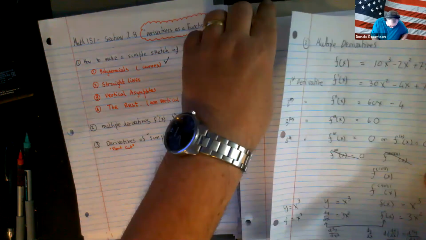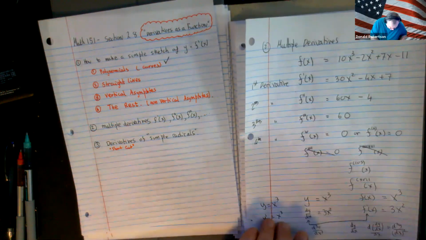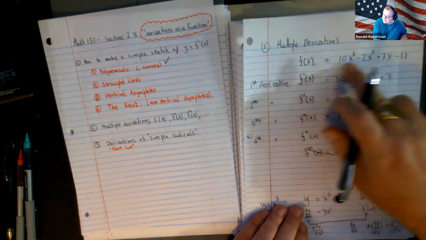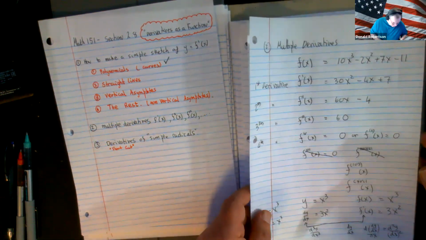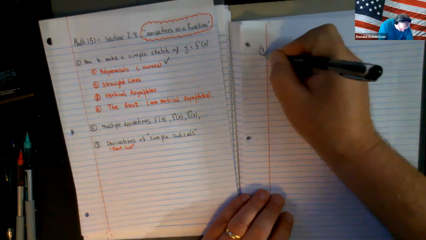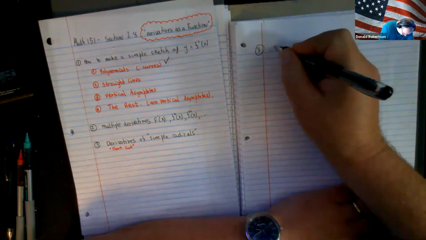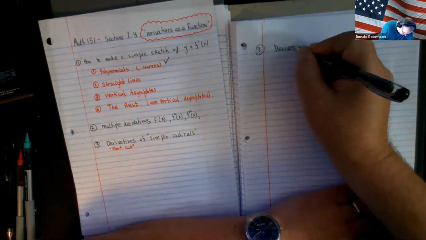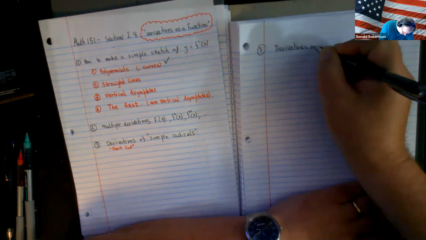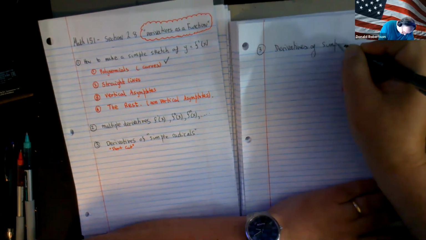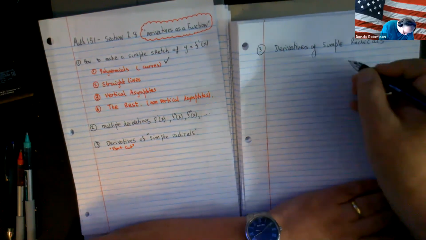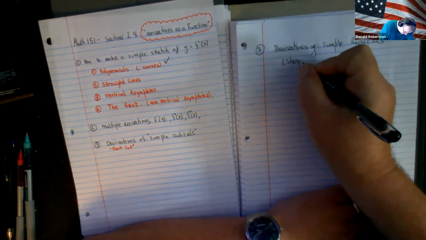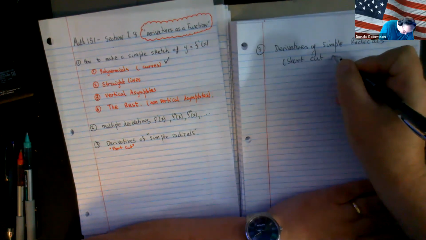But let's do the last thing then. Don't let the notation get in the way of the process. Would you agree you just keep differentiating until you're told to stop? So who's left? The last guy in town is derivatives of simple radicals. And we're going to use the shortcut method. We're going to find a shortcut method.